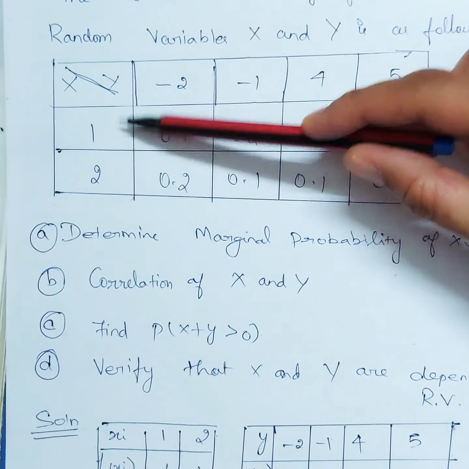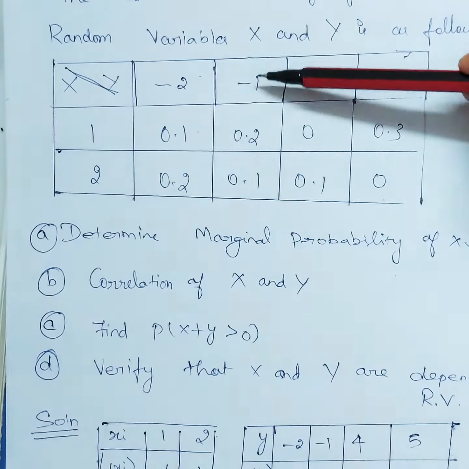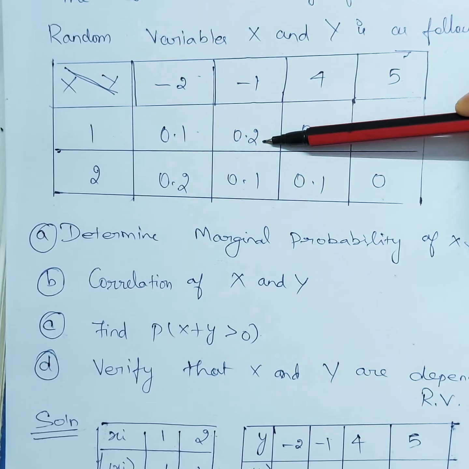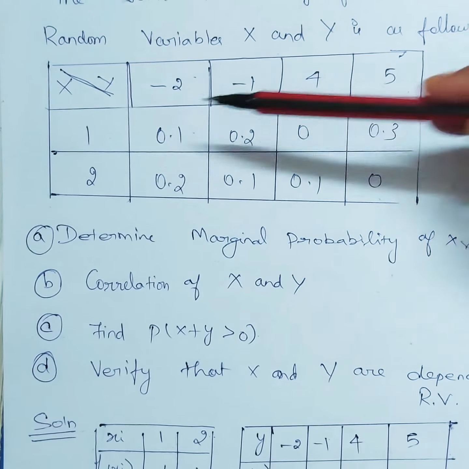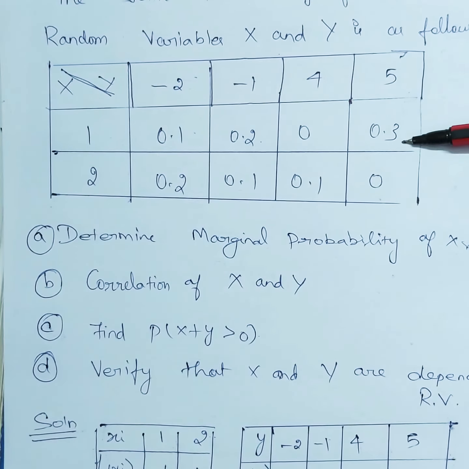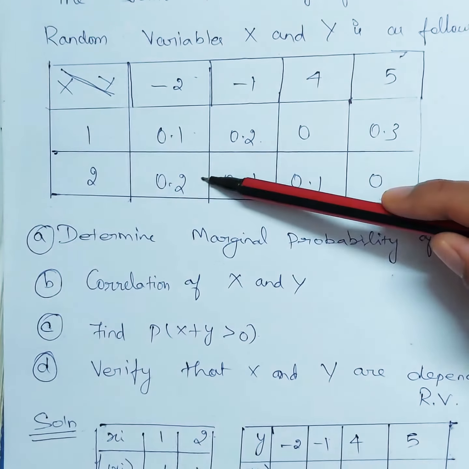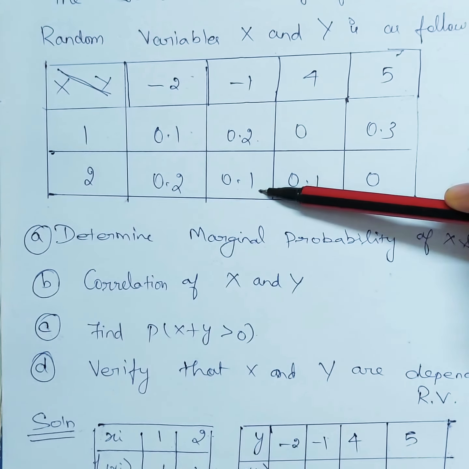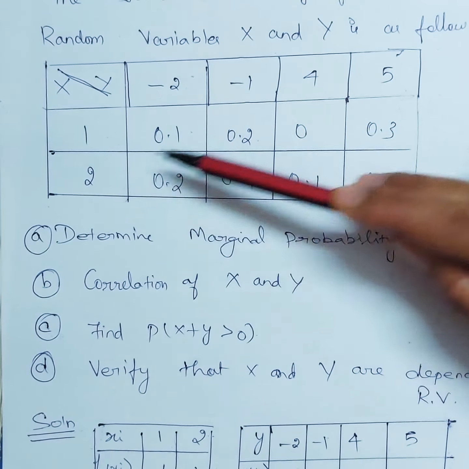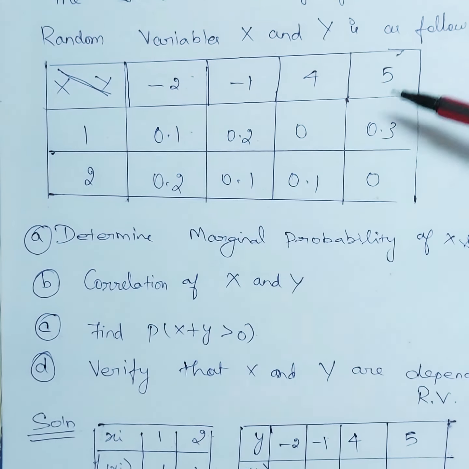So 1 into minus 2 into 0.1 plus 1 into minus 1 into 0.2 plus 1 into 4 into 0 plus 1 into 5 into 0.3 plus next line 2 into minus 2 into 0.2 plus 2 into minus 1 into 0.1 plus 2 into 4 into 0.1 plus 2 into 5 into 0. This is expectation of xy.